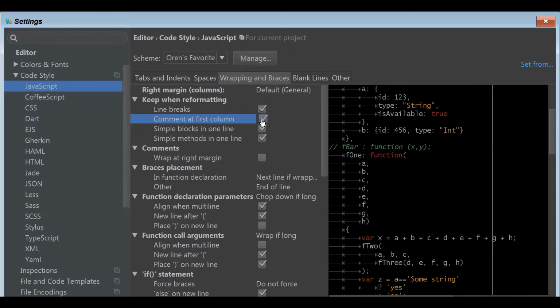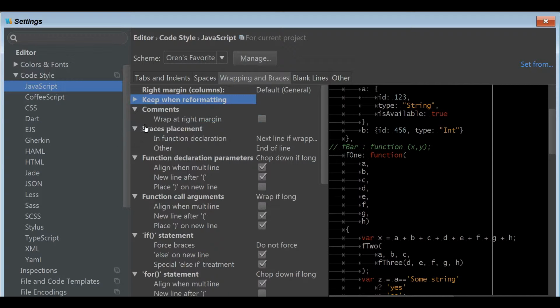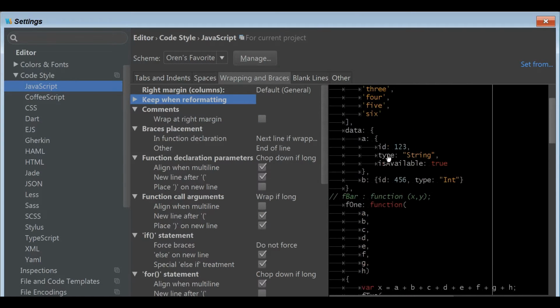But I think there's a reason for that. I think somebody may be making a debug-based comment, and I don't want to lose that intention there. So yeah, I'm not overriding that as a code style. Comments wrap at right margin.